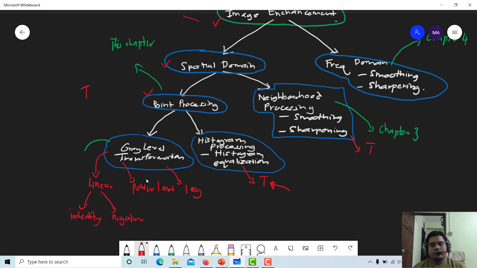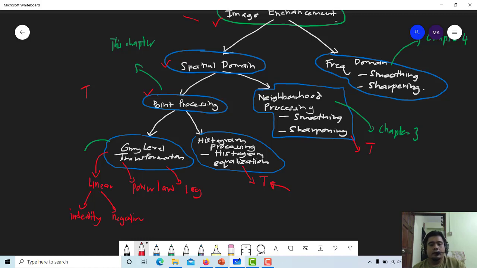However, for histogram processing, especially the one that we'll discuss later, which is histogram equalization, we can consider the transformation function as an adaptive transformation function, because it will keep changing depending on the condition of the input image. Different input images will have different transformation functions.